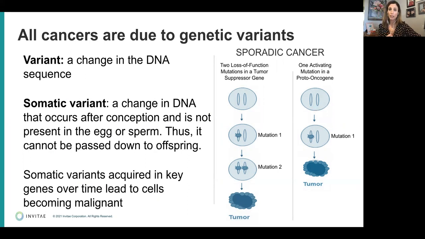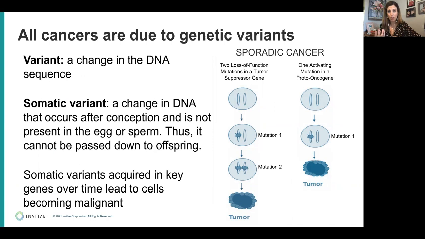A somatic variant is a change that occurs in DNA after conception. So after the egg and sperm unite, and they had a typical sequence of the DNA, after that cell has then replicated, the DNA can acquire a variant or a genetic change. So this is a change that occurs within certain cells or tissue within an individual, and they cannot be passed down to that individual's offspring. So somatic variants that are acquired in key genes over time can lead to cells that become malignant.